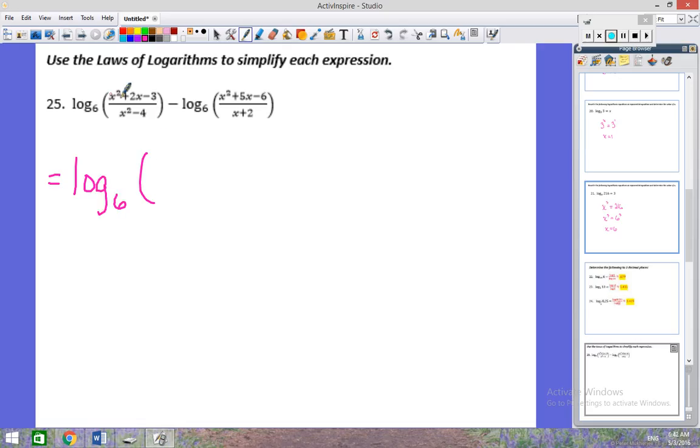The numerator x squared plus 2x minus 3 should factor to x plus 3 times x minus 1. The difference of squares on the denominator, x squared minus 4, and you can think of 4 as 2 squared, so you have x plus 2 times x minus 2. Then we have subtraction.